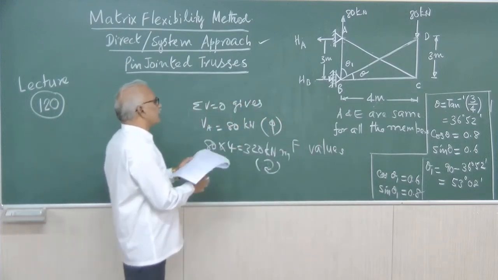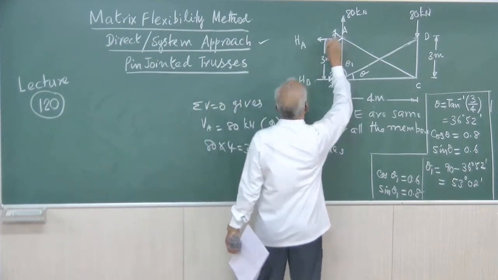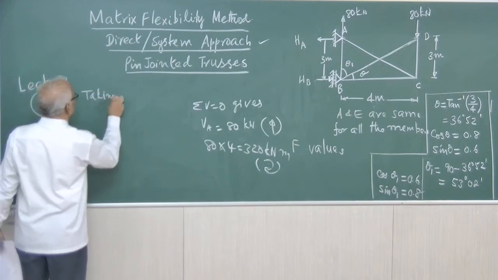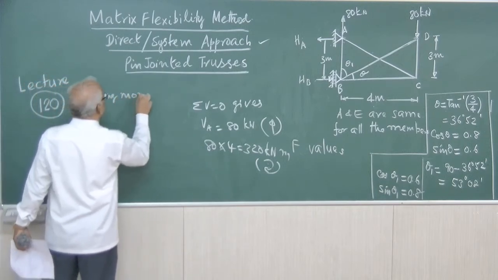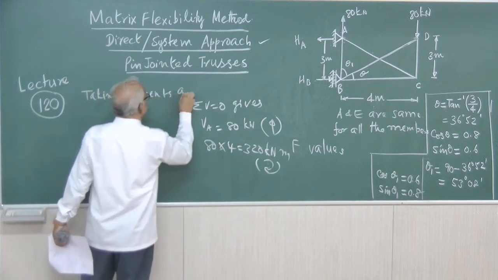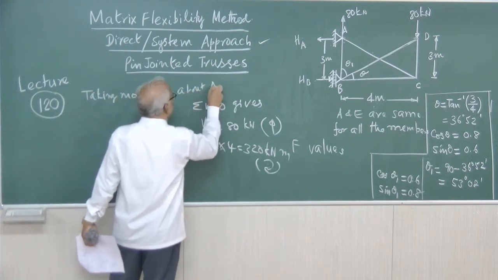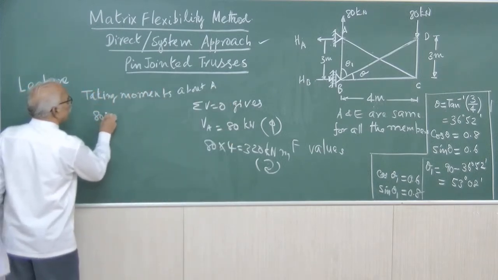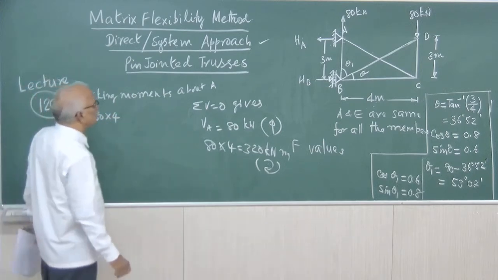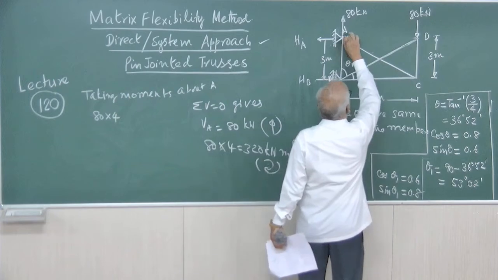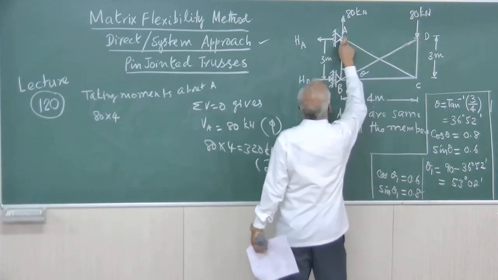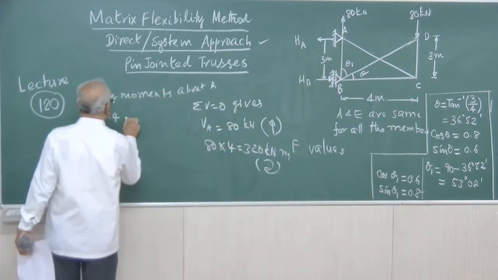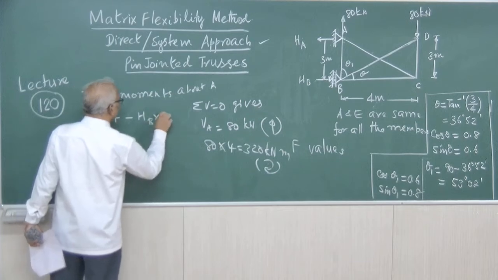Or even otherwise, we can take a moment about the point A. It's a very important point, taking moments about A. The force at D, namely 80 into 4 meters, forget about this force, this is one force, 80 into 4. So this is clockwise, HB into 3 is anti-clockwise. So 80 into 4 minus HB into 3 equal to 0.